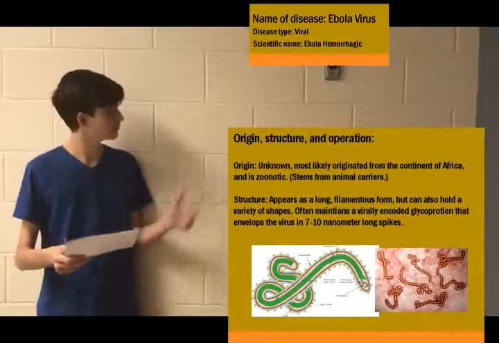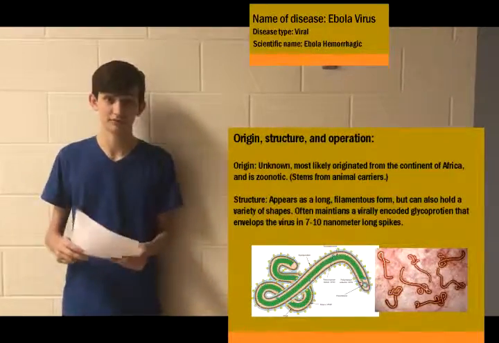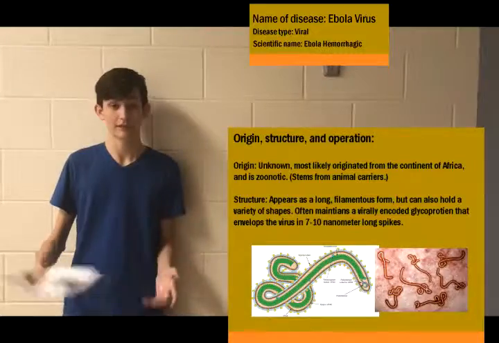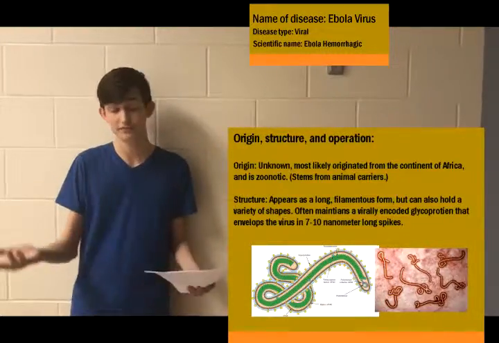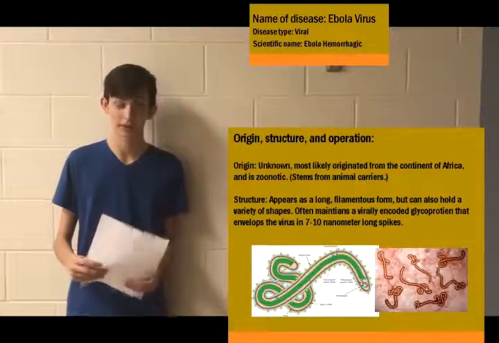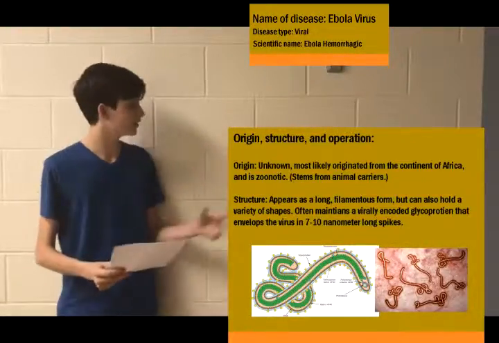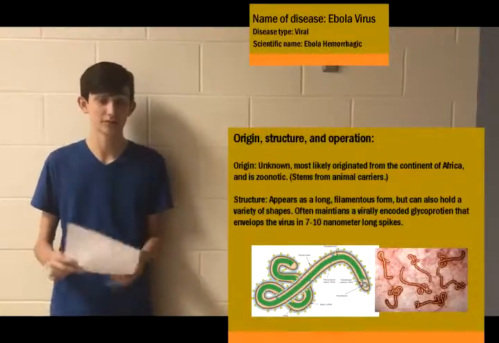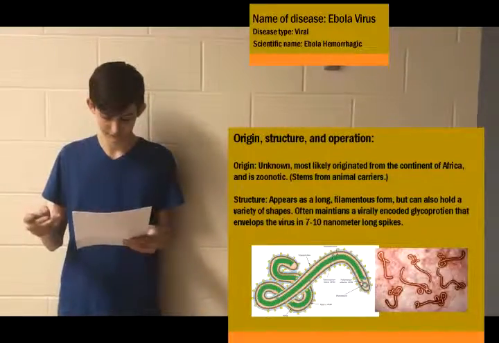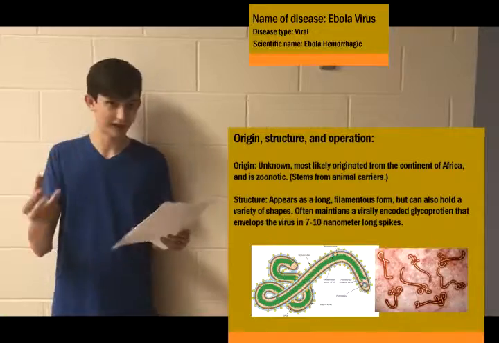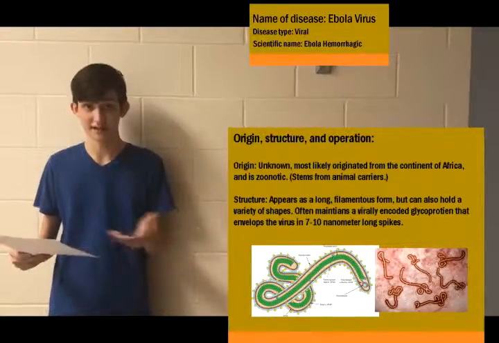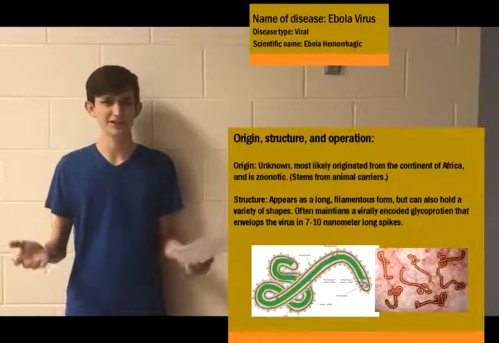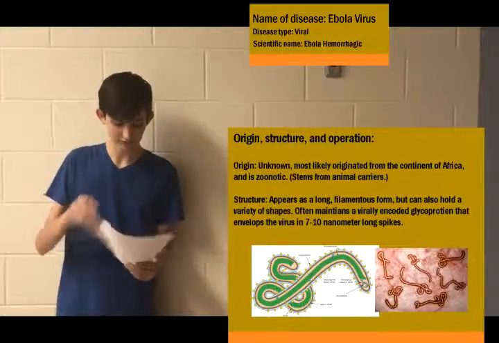As for its natural habitat, the exact location and origin is unknown, but it is believed to be somewhere in the African region, tropical Africa and South Africa, somewhere around there. The physical structure of the virus appears basically like a long snake. It has these long little tendrils that can be from 7 to 10 nanometers long, and they use them, I believe, to move.